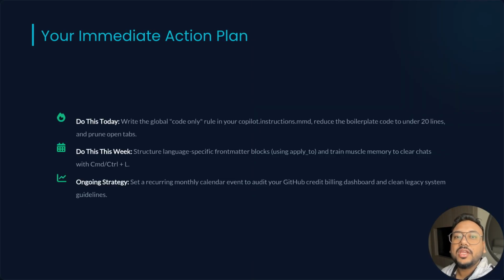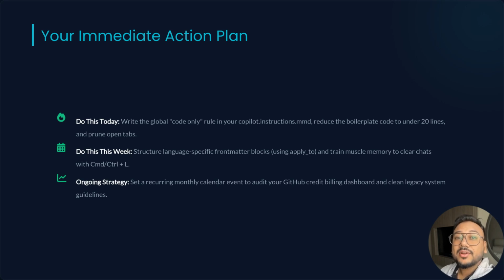Let's wrap this up with your immediate 3-step action plan to lock in these savings starting right now. Do these 3 things today. Add that code only instruction to your project settings, trim your main instructions file down to under 20 lines, and close those 15 open tabs in your editor.